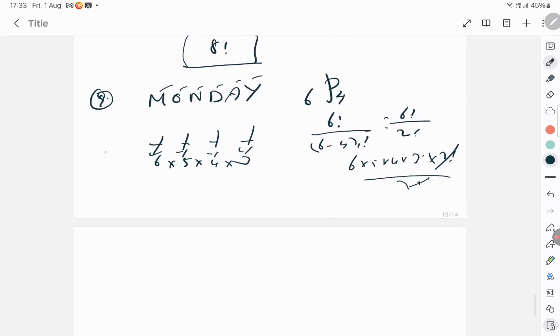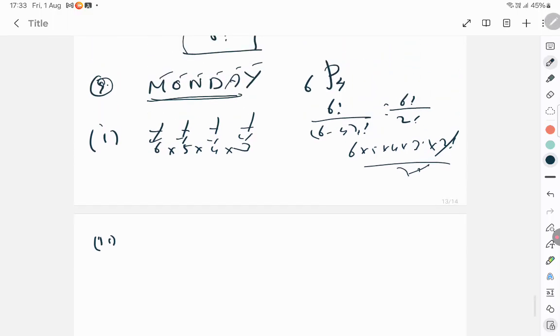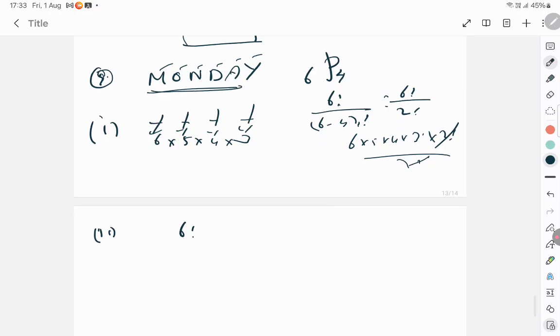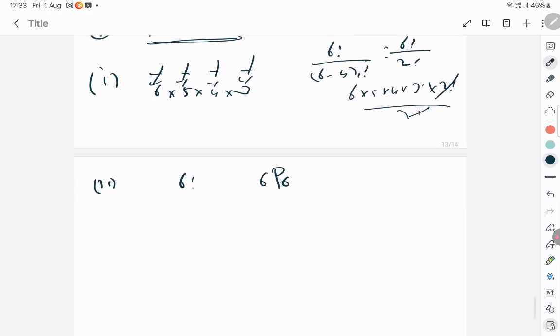This is the first subdivision. The second subdivision: all letters are used at a time, which means all these letters, so it's 6 factorial, because you're going to juggle everything. And anyway, there are no repeats, so just 6 factorial or 6P6. That's the answer. And all letters means obviously it will be a 6-letter word, right?